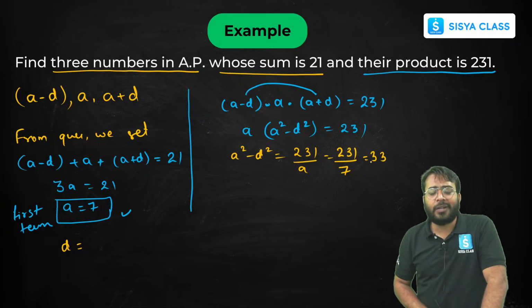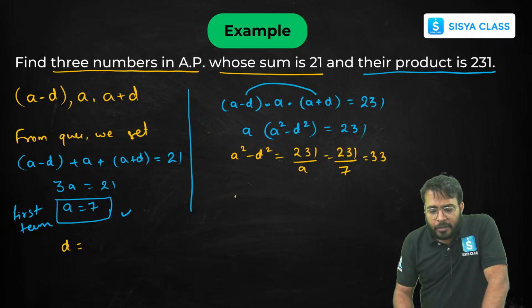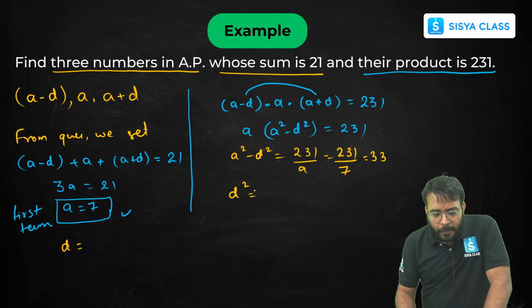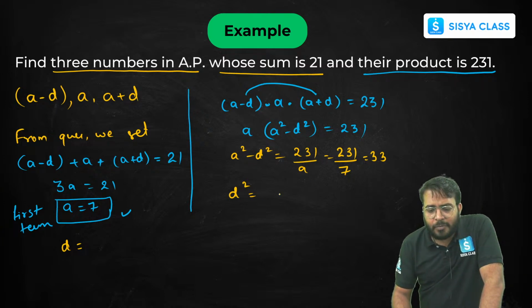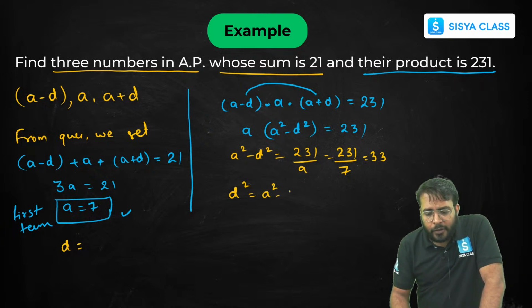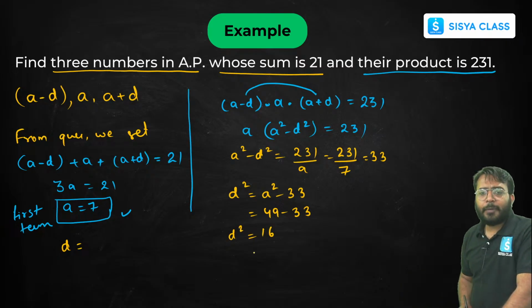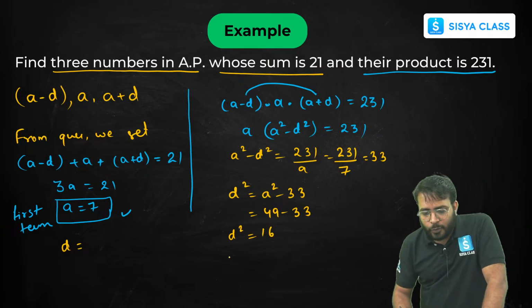Okay, you are going to get 33, and d square is going to be a square minus 33. Okay, a square minus 33, and a means 7, that means you are going to get 49 minus 33, and that is going to be 16. So d square's value is 16.